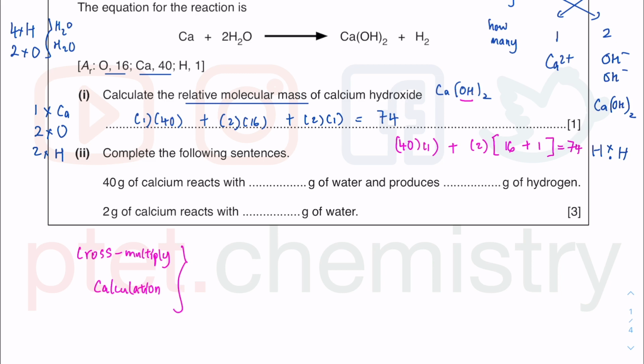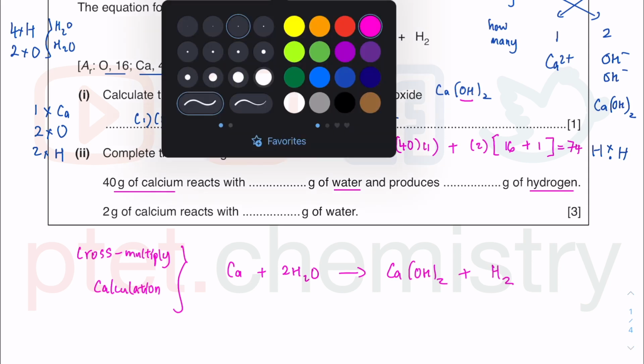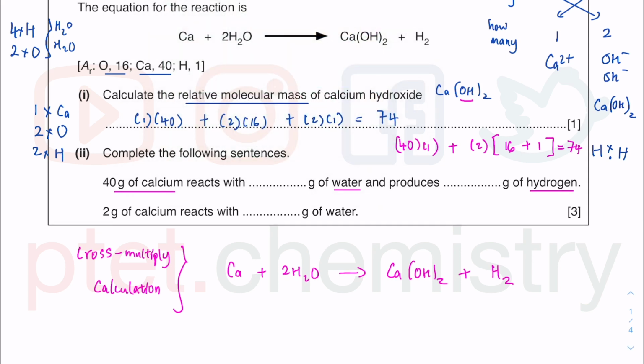Now we look at the equation and also the question itself. It says 40 grams of calcium. You want the water information and you want the hydrogen information. If you look at the balanced equation, I'll show you what I mean in a little bit. What is the purpose, the reason for us calculating MR? There is a purpose, and this is called reacting mass.